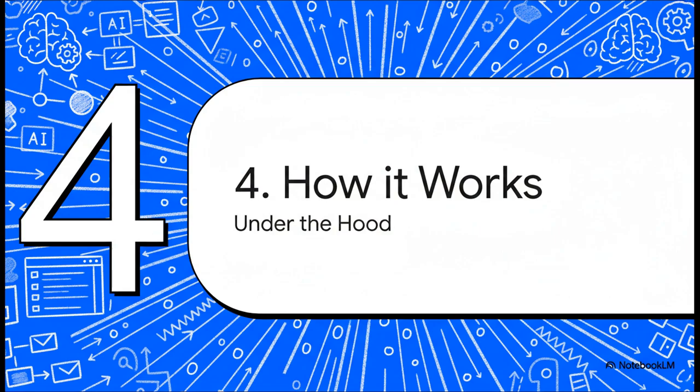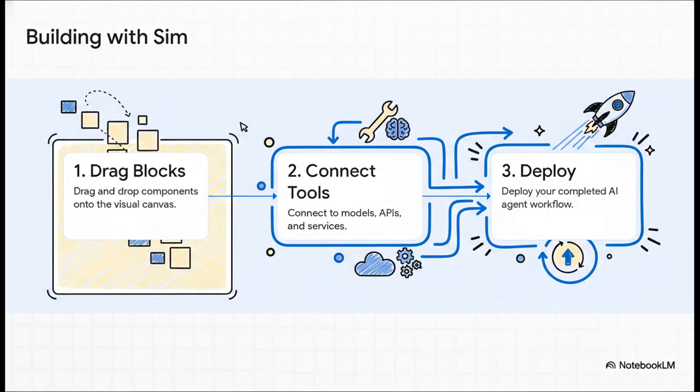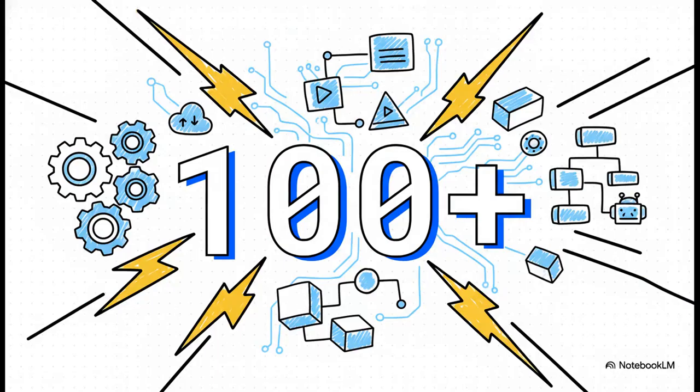Okay, that all sounds great in theory, but how does it actually work in practice? Let's break down what it's like to build something with SIM. It really boils down to three simple steps. First, you grab the building blocks you need and just drag them onto the canvas. Second, you connect those blocks to all the different tools and models you want to use. And then third, you hit deploy. That's pretty much the whole workflow. Simple.